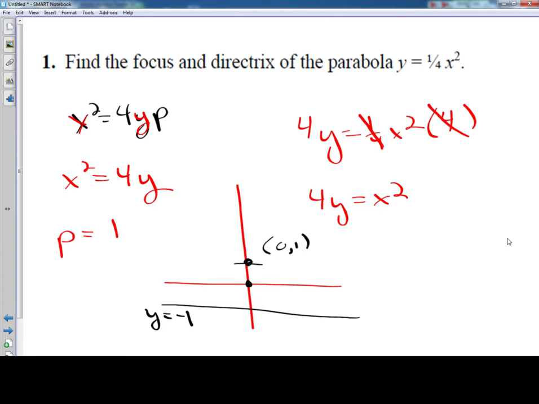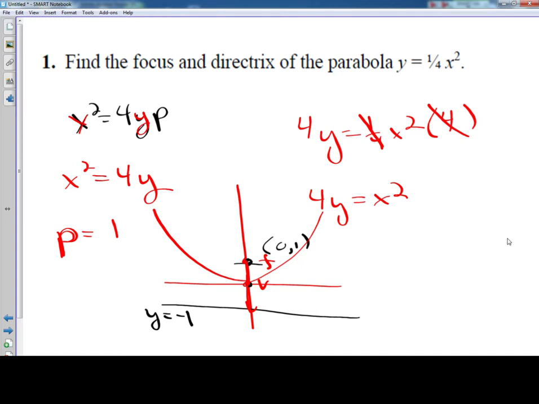Go ahead. How did you find the directrix? Well, p is the distance from my vertex to my focus. So that means that it's got to be 1 unit above it, correct? And remember what I said about a parabola? A parabola is simply a collection of locus or points that are equidistant from the focus. So if this is 1 unit above, then my directrix needs to be exactly 1 unit below.